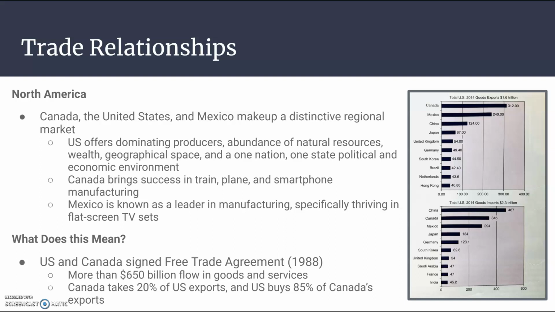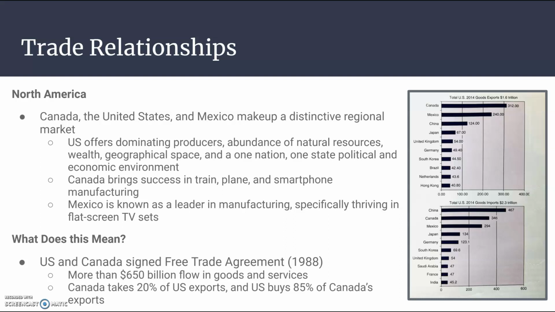The U.S. offers dominating producers, an abundance of natural resources, wealth, geographical space, and a one nation, one state political and economic environment. Canada has major success in the train, plane, and smartphone manufacturing industries, and Mexico is now known as a leader in manufacturing, specifically thriving in flat screen TV sets. Whether it's something niche or something broad like the United States, every area has something to offer within these trade relationships.